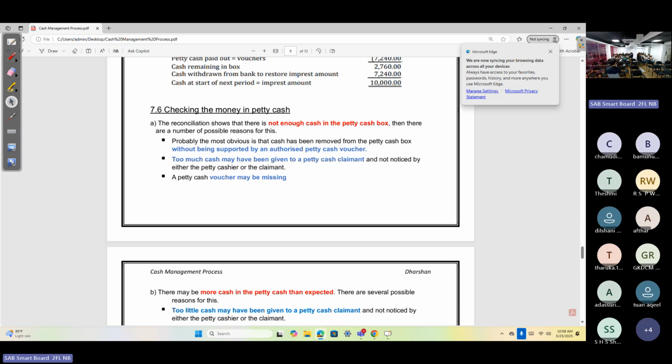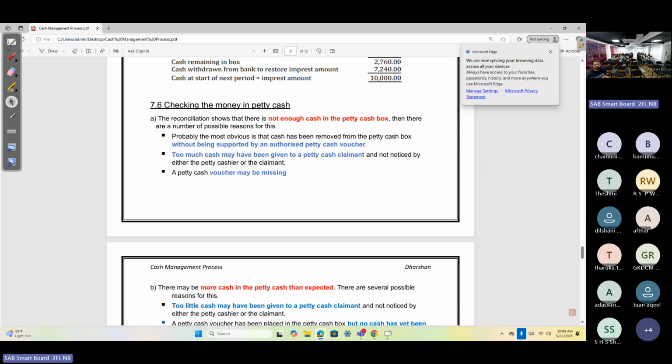Why are these differences taking place? The reasons for differences are given here. First option: the reconciliation shows that there is not enough cash in the petty cash box, which means the cash book balance is higher than the petty cash box. Let's say 10,000 is available in the petty cash book, but physically you have only 7,000. What are the reasons for those differences? Not enough cash in the petty cash box. Then there are a number of possible reasons for this.